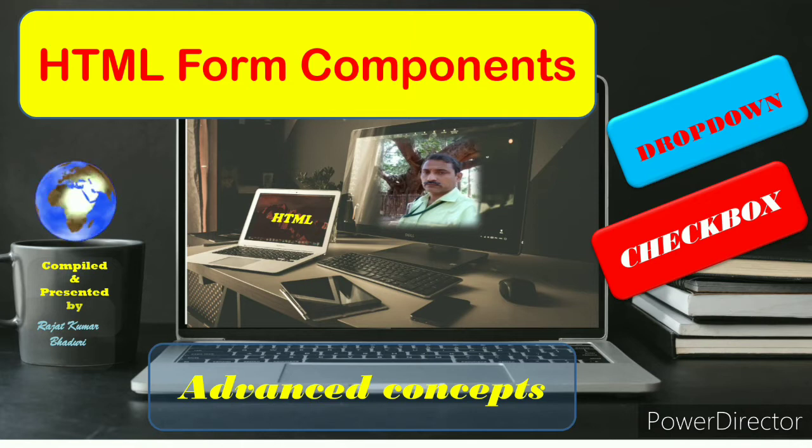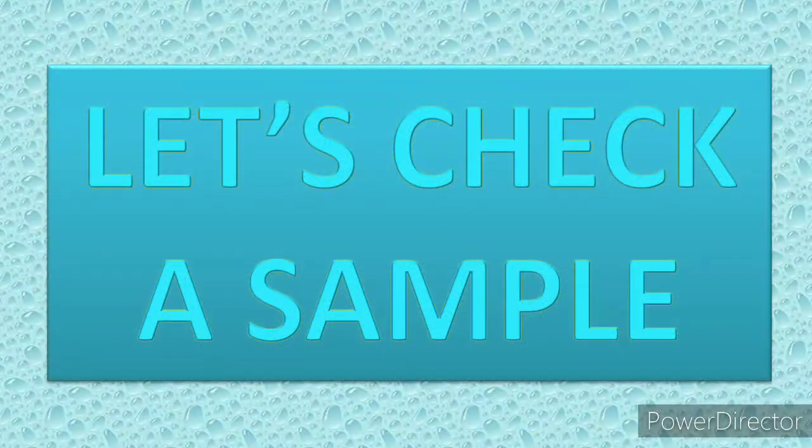So let's start and have a sample check first, to see how it looks when special features are attributed or added to a drop down list, and how it works. So let's check it first.